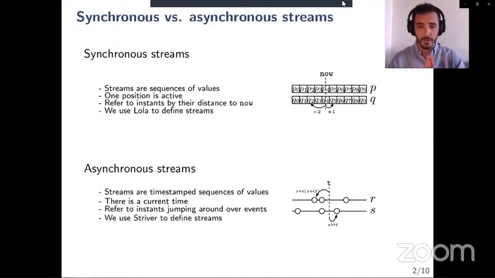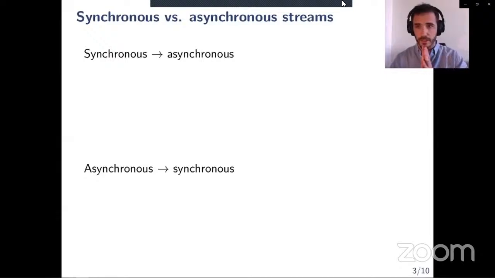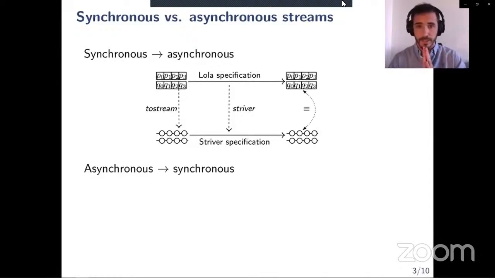And we use the language Striver to define streams in this realm. So essentially what we do in this paper is showing that we can translate a property in the synchronous realm to a property in the asynchronous realm, which is equivalent, and vice versa. Graphically, this means that we can take a specification in the synchronous realm. This is a Lola specification. Apply a function to the specification, which we call Striver, and get a Striver specification.